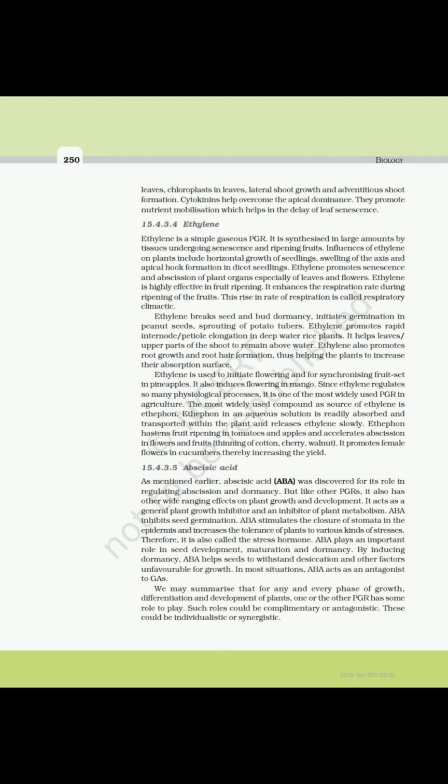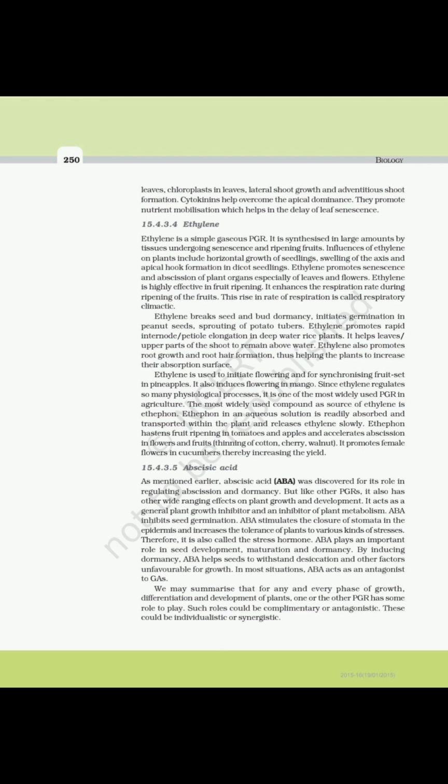The most widely used compound as source of ethylene is ethephon. Ethephon in an aqueous solution is readily absorbed and transported within the plant and releases ethylene slowly. Ethephon hastens fruit ripening in tomatoes and apples and accelerates abscission in flowers and fruits, thinning of cotton, cherry, walnut. It promotes female flowers in cucumbers, thereby increasing the yield.